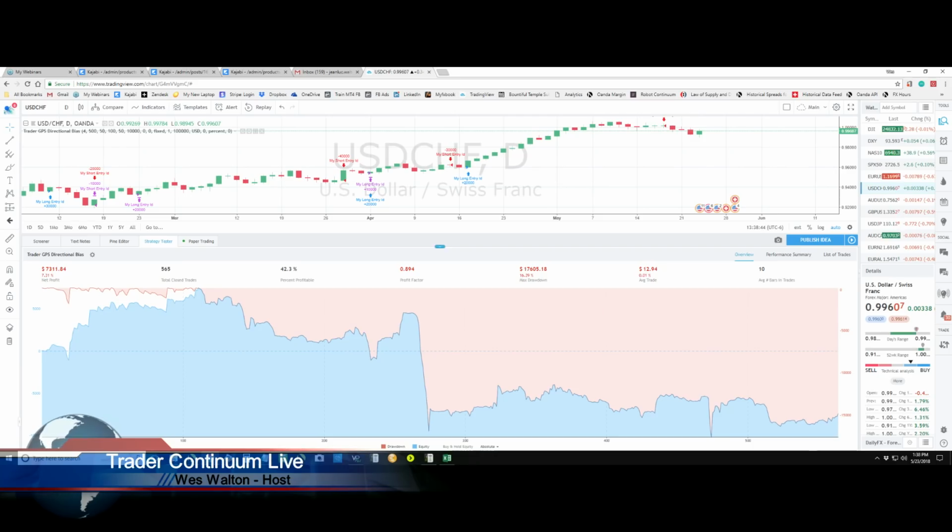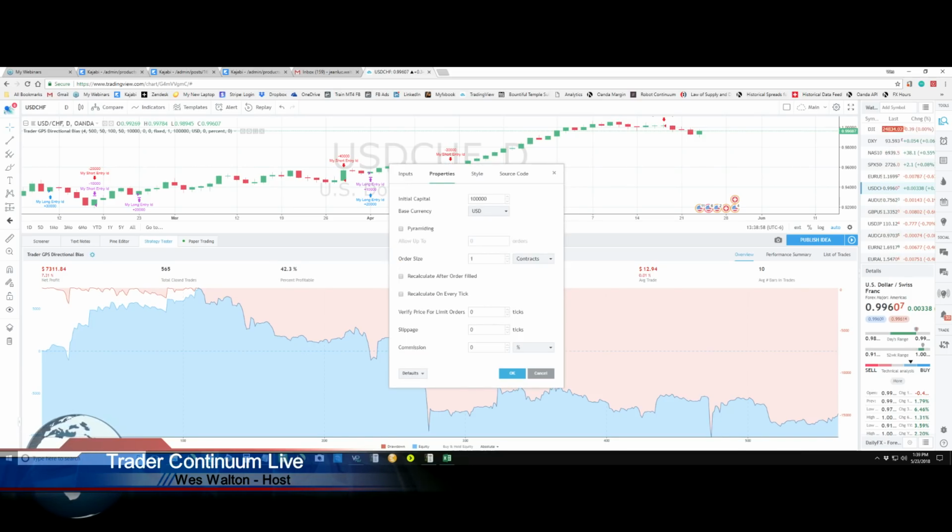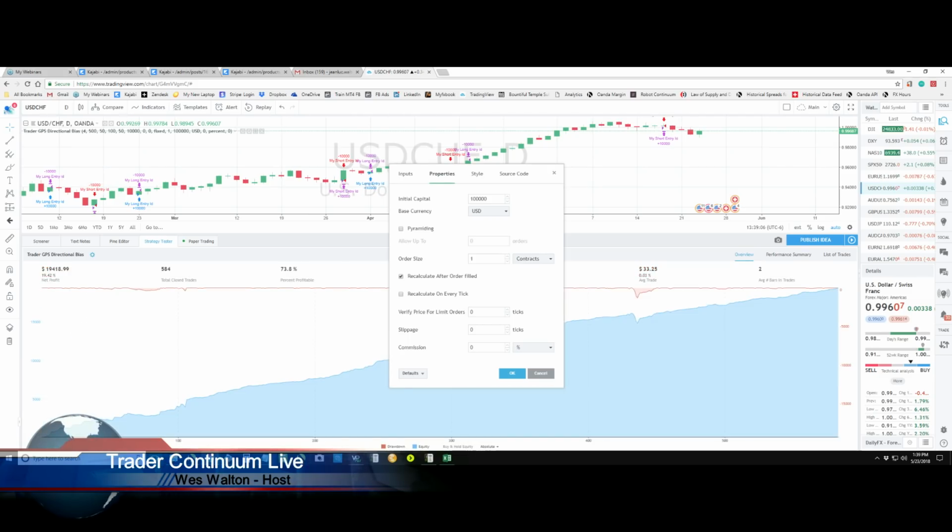We do want to increase our trade size, of course, but we want to increase our trade size as our account size increases. So as our account balance goes up, we increase our trade size. We don't increase the trade size based on how many trades are being placed or how many winners there are or anything like that. So we recalculate after order filled.